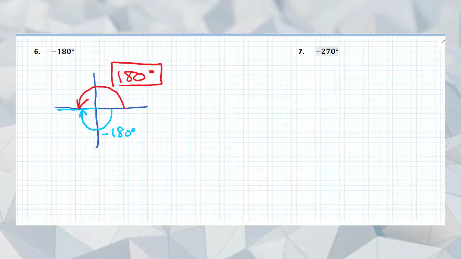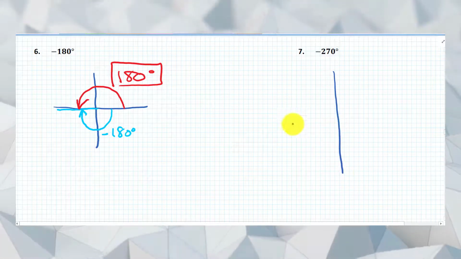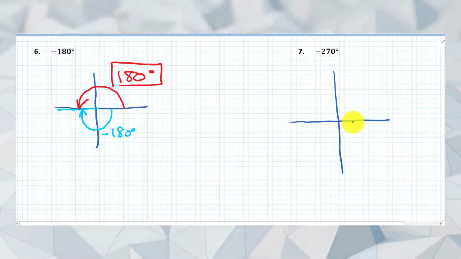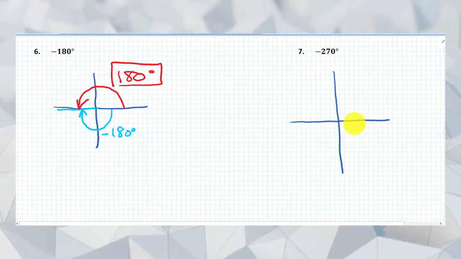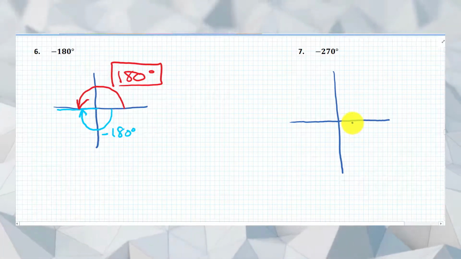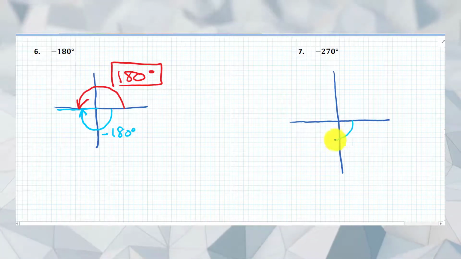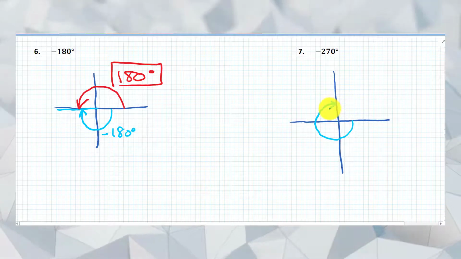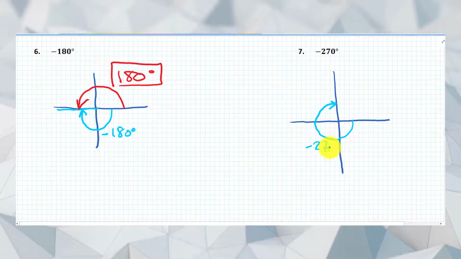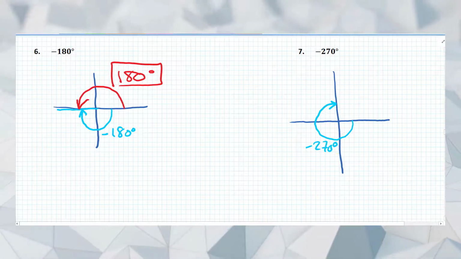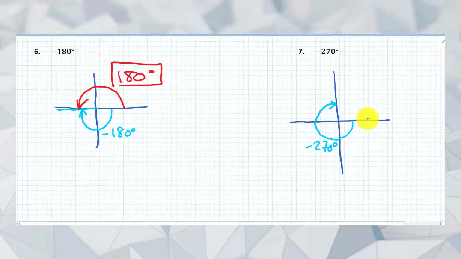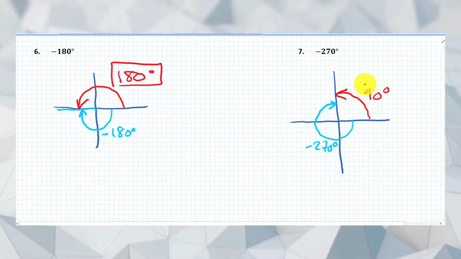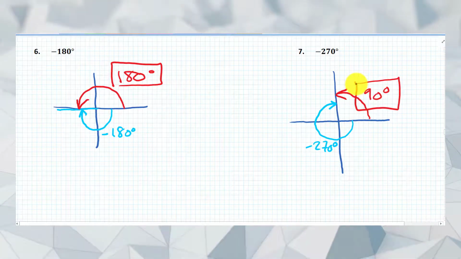Now let's look at example number 7. How did I come up with negative 270 degrees? Well, negative 270 is 3 right angles clockwise, right? One right angle is 90 and another 90, that's 180. 3 times 90 is 270, right? So negative 270 degrees is 3 right angles clockwise. What angle am I looking for? The one between 0 and 360. So this is just 90 degrees. That's the coterminal angle I was looking for.